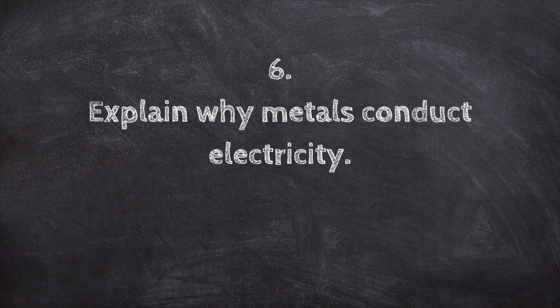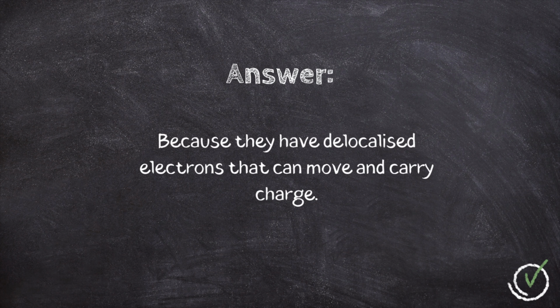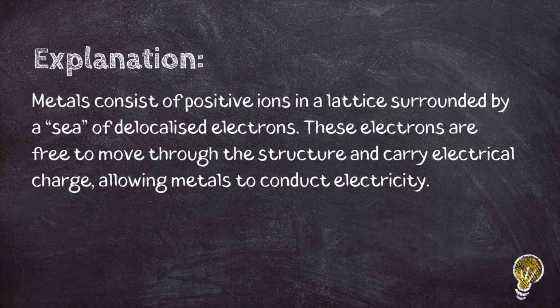Explain why metals conduct electricity. Because they have delocalized electrons that can move and carry charge. Metals consist of positive ions in a lattice surrounded by a sea of delocalized electrons. These electrons are free to move through the structure and carry electrical charge, allowing metals to conduct electricity.